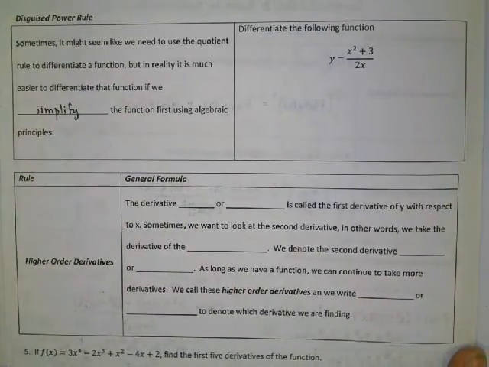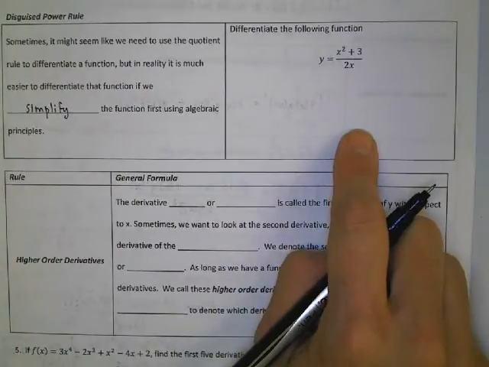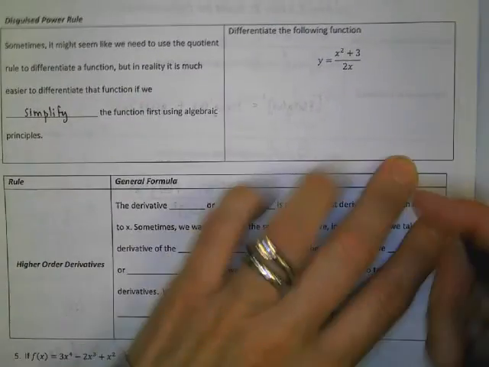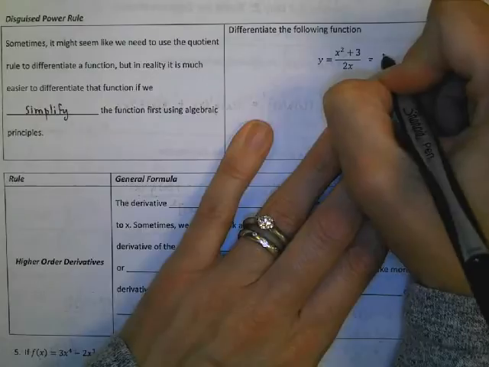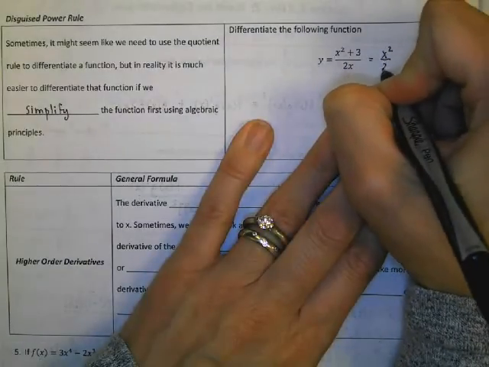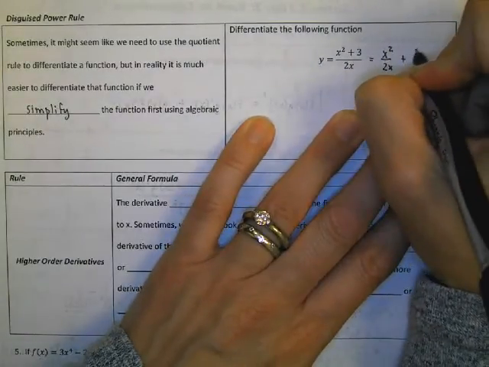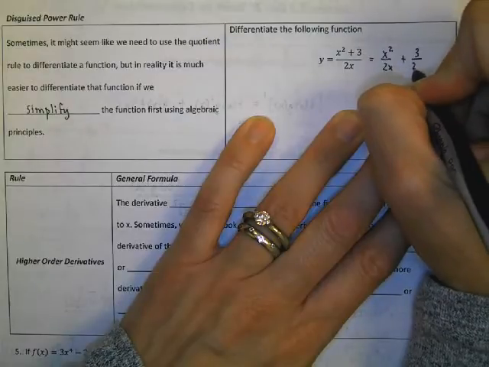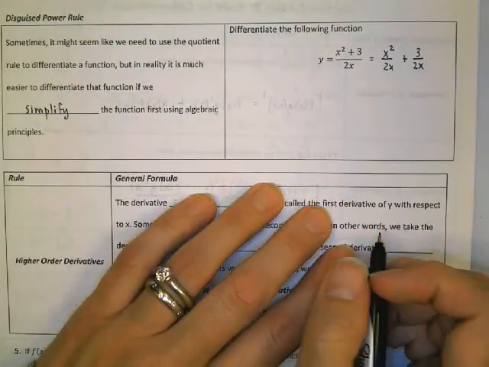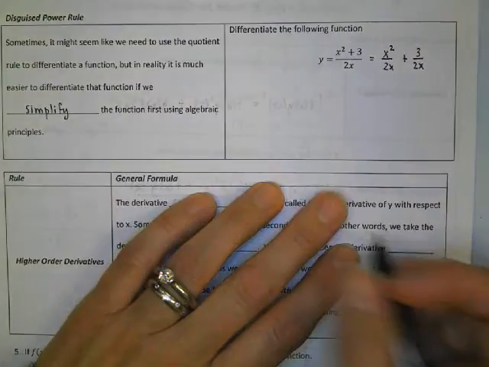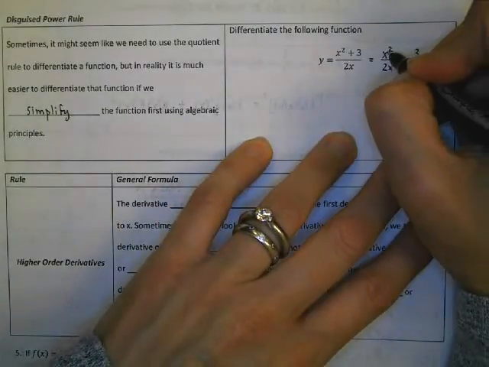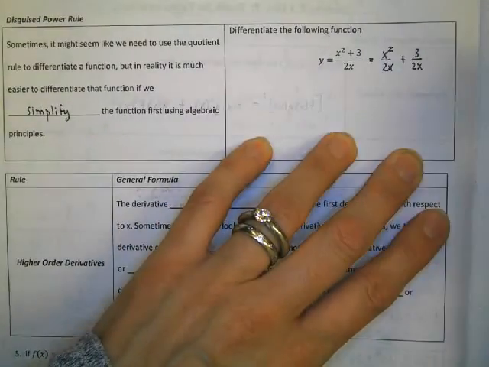So if I look at this function, it absolutely looks like a quotient. But I know that I can simplify this a bit. I can rewrite this as x squared over 2x plus 3 over 2x, which at first may not seem a whole lot simpler, but I can simplify this to x over 2.